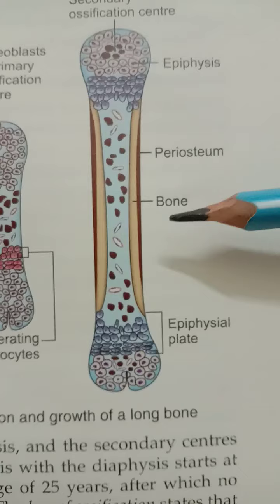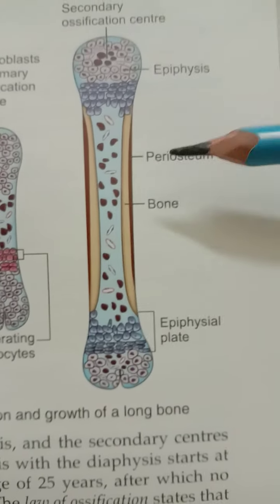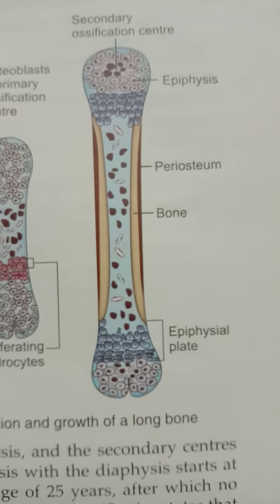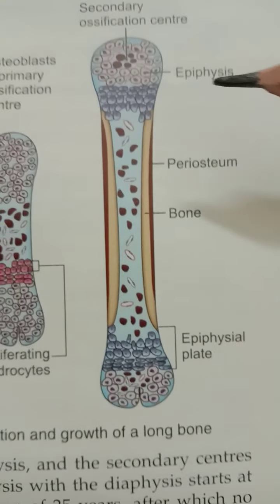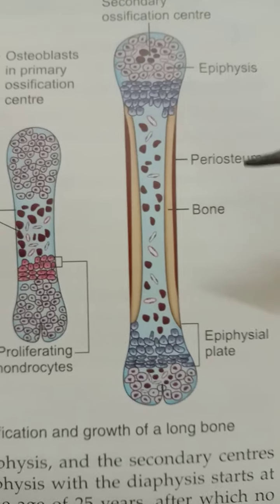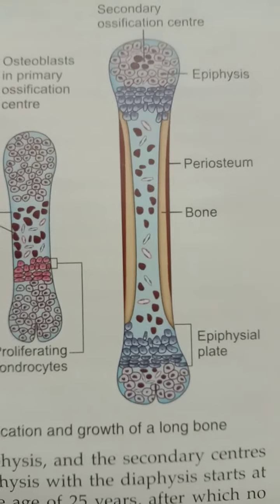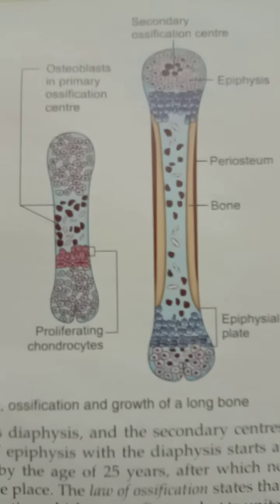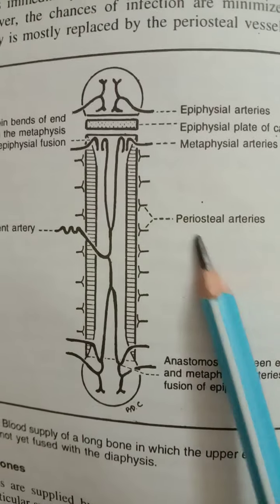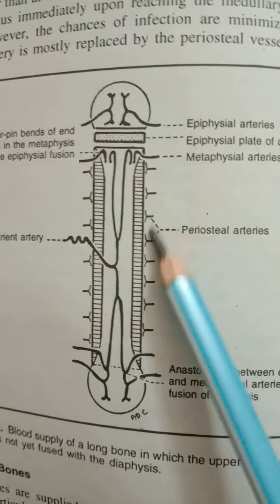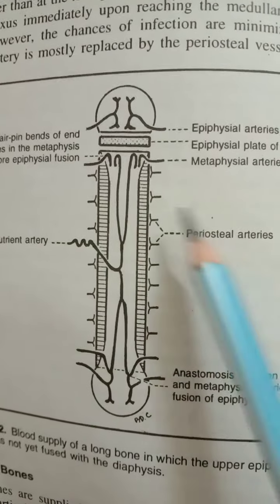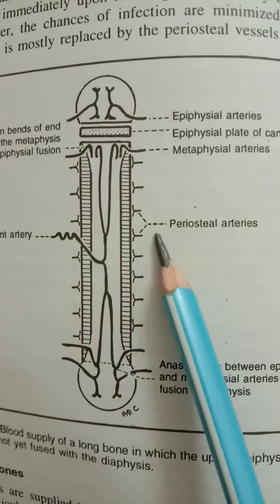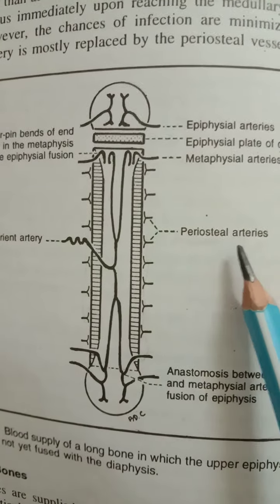It is made up of an outer fibrous layer and an inner cellular layer, which is osteogenic in nature. The periosteum is united to the underlying bone by Sharpey's fibers. Then there are the abundant periosteal arteries, which supply nutrition to the periosteum of the bone. Here you can see the periosteum and these are the periosteal arteries.